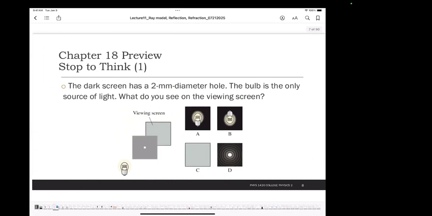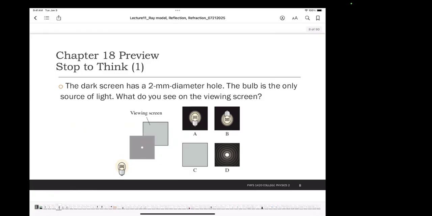Okay, let's stop to think about this question. The dark screen has a 2 millimeter diameter hole. The bulb is the only source of light. What do you see on the viewing screen? Actually, you can see here is a circle. I think you will easily think about the circular aperture, like we learned in chapter 17. Maybe you will think option D is the right answer.